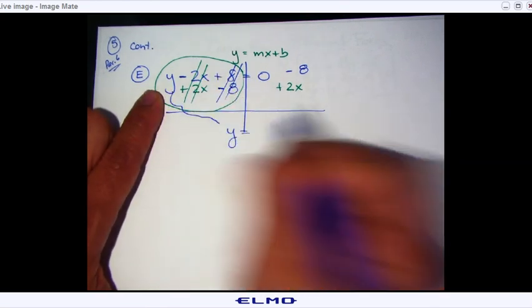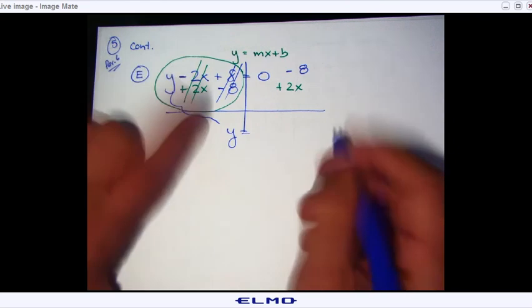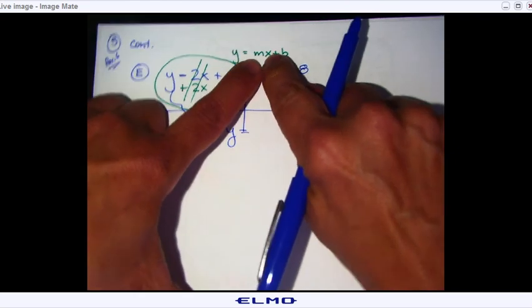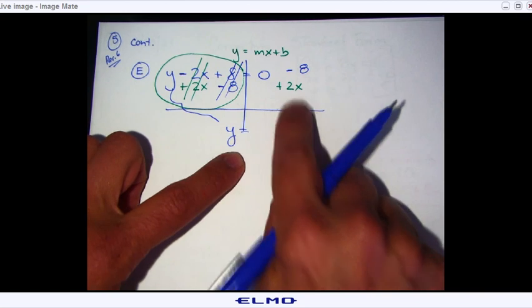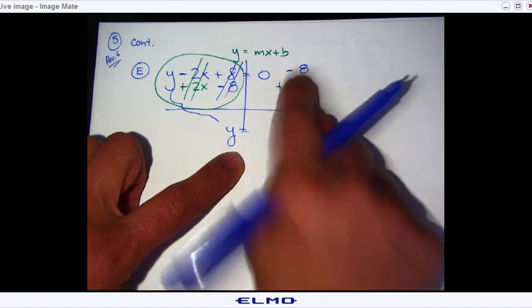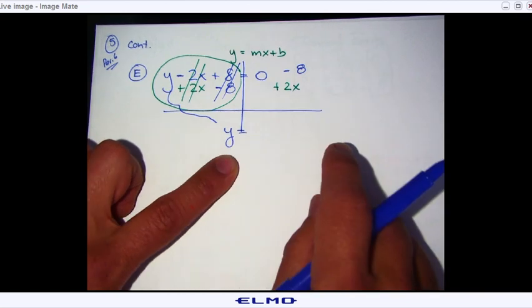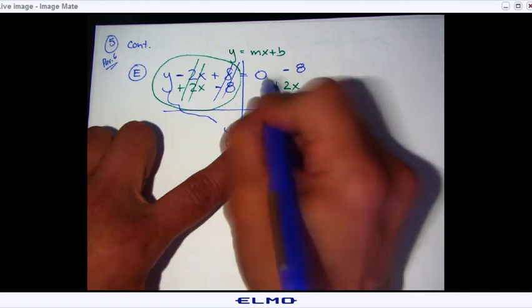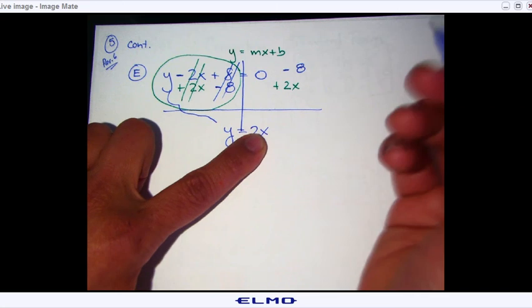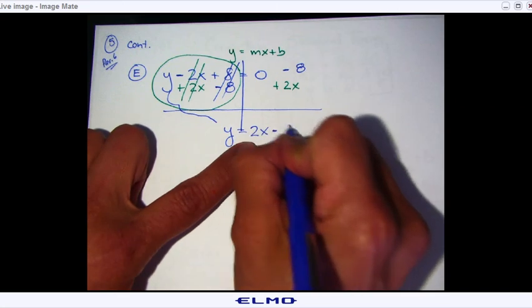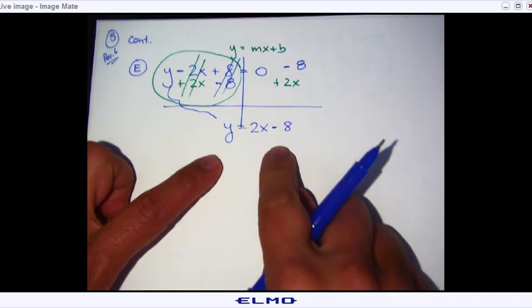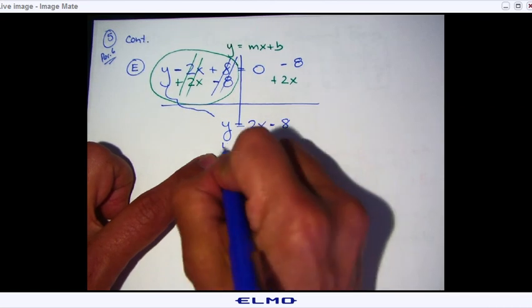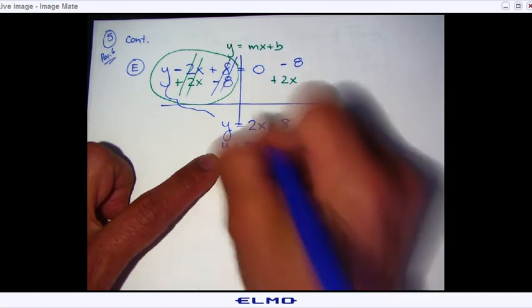The y. Now, remember, you want the one with mx. So which one goes first? The 2x, the 0, or the minus 8? Yeah, the 2x, mx. And then the 0, well, 0, 0. You can't do anything. So then it's minus x.